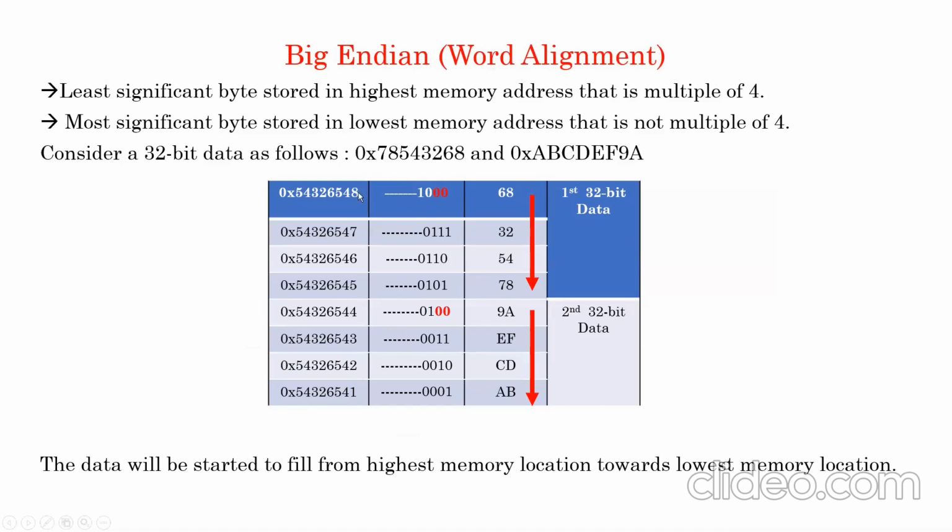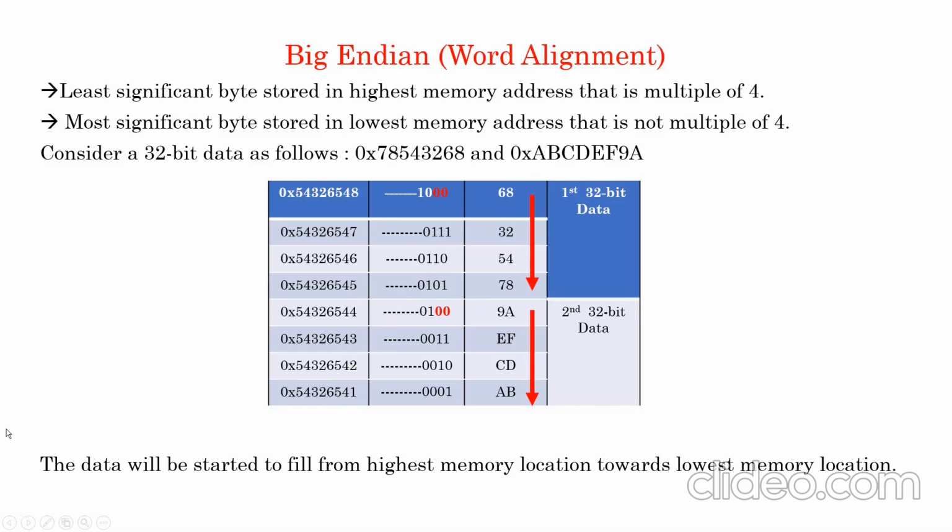Here 68 will be stored in the location 48, 32 in 47, 54 in 46, 78 in 45. When coming to this data, 9A will be stored in the location 44, EF will be stored in the location 43, CD will be stored in the location 42, AB will be stored in the location 41.